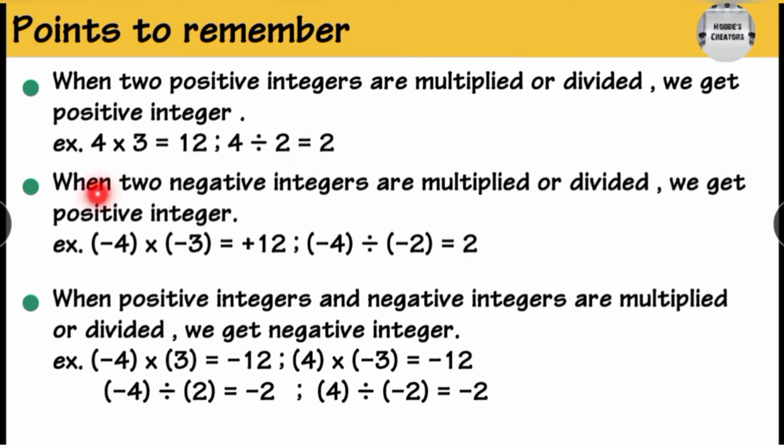Next point, when two negative integers are multiplied. If we multiply or divide two negative integers, we get our answer as a positive integer.